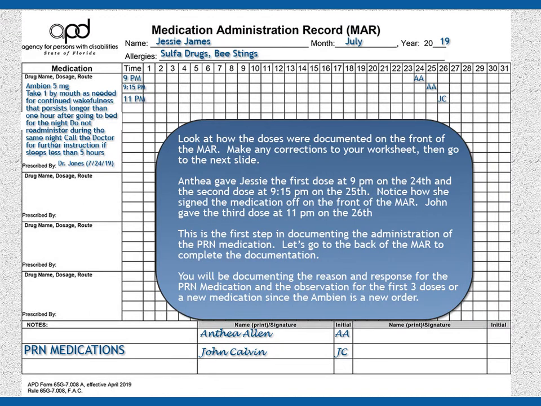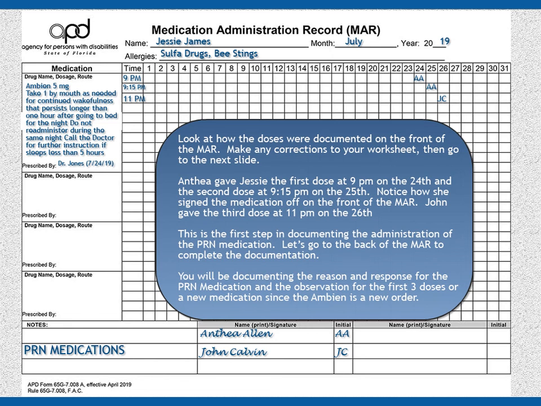Look how the doses were documented on the front of the MAR. Anthea gave Jessie the first dose at 9 p.m. on the 24th and the second dose at 9:15 on the 25th. Notice how she signed the medication off on the front of the MAR. John gave the third dose at 11 p.m. on the 26th. Make any corrections to your worksheet, then go to the next slide.